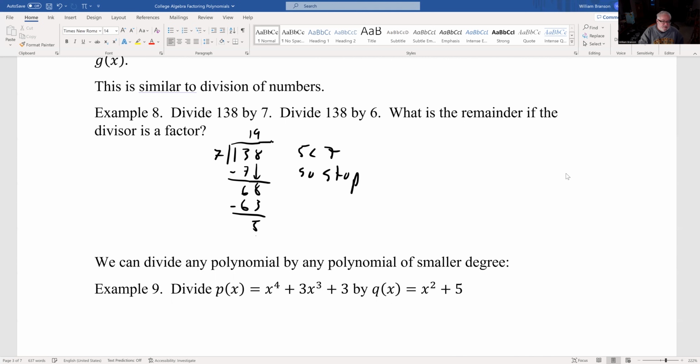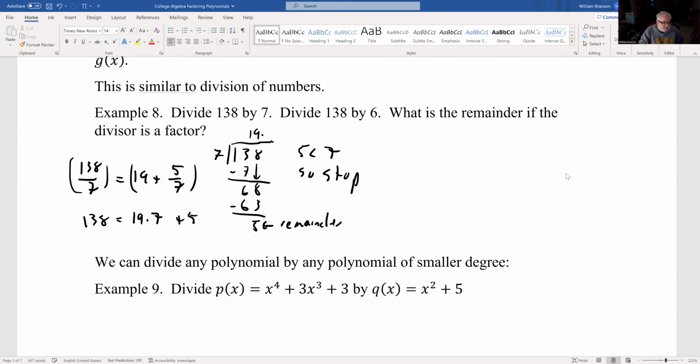And we can write this in two different ways. We can say 138 over 7 is equal to 19 plus 5/7, right? There's our divisor, and there's the quotient and the remainder. This is our remainder. Or you can write it as 138 equals 19 times 7 plus 5, right? Just multiply both sides by 7. So two different ways to write it, but there's the output from long division.